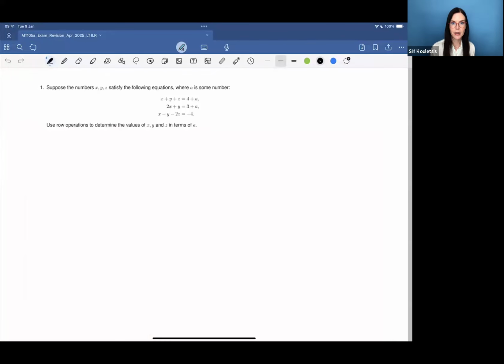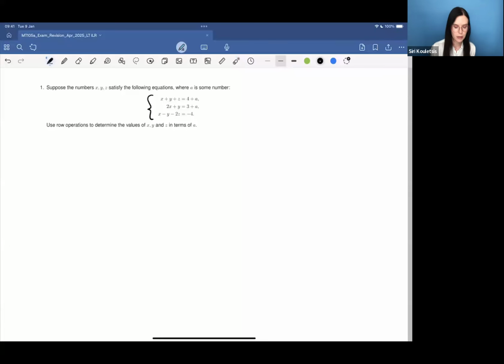And starting then with question number 1. Here we have a system of linear equations, 3 equations here in x, y, and z. And there is some number a appearing here in this system. And we're asked to use row operations to determine the values of x, y, and z in terms of a. And so the natural place to start then would be to go straight to the augmented matrix.